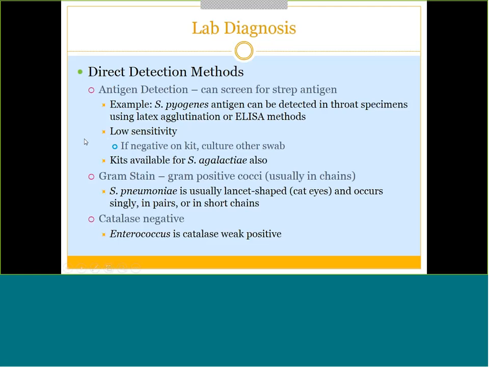There are also kits available for Strep agalactiae. Some labs will commonly have a Group B strep kit on hand, especially if they do a lot of screening of pregnant women. It's a quick, easy way to test to see if they were positive for carrying Strep agalactiae.